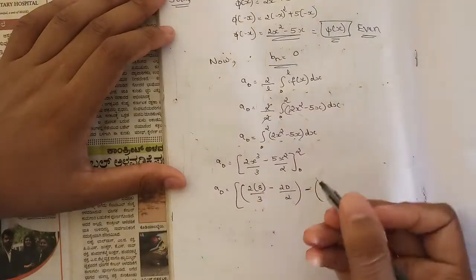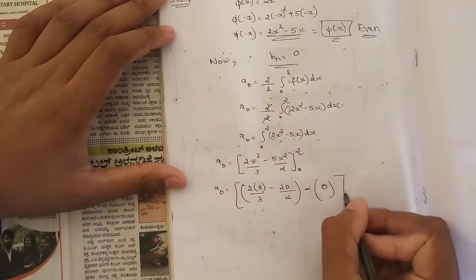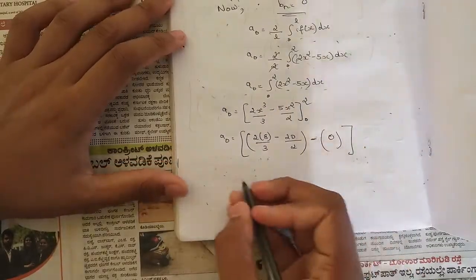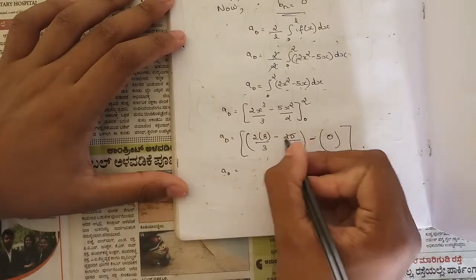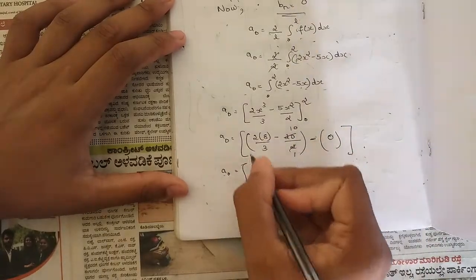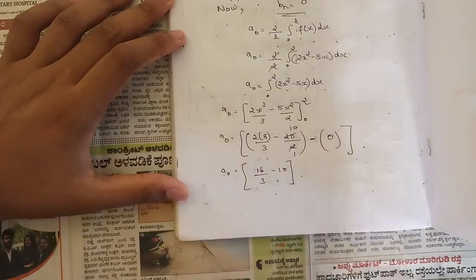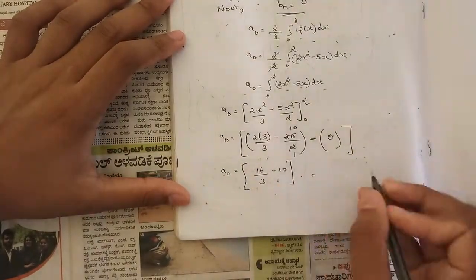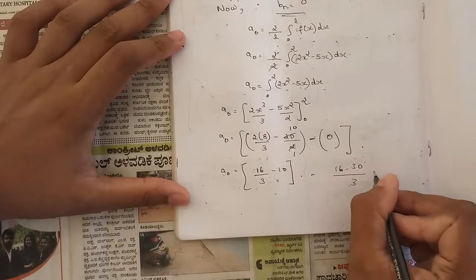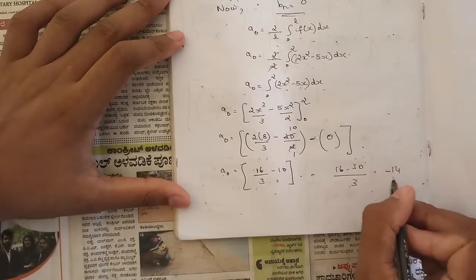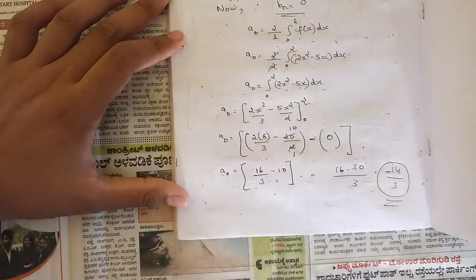We'll get it as 0. 2 into 0 cube by 3 is 0 and 5 into 0 square by 2 is 0. So it is 0. Here also 2 1s are 2, 2 5s are 10. So the final answer is 16 by 3 minus 10. So let's simplify this. 16 minus 30 by 3. We'll get minus 14 by 3. So yeah, this is the value of a0.